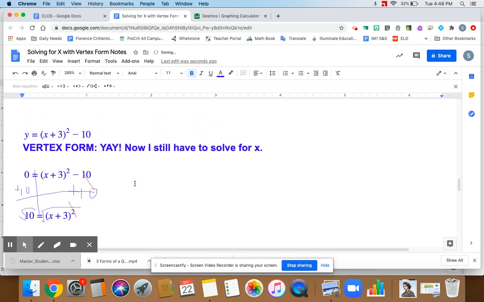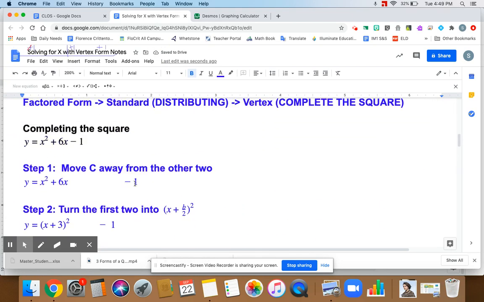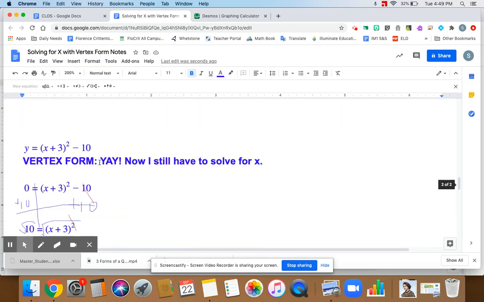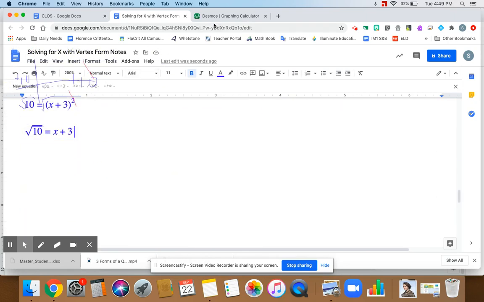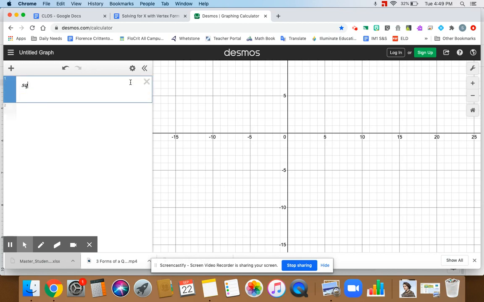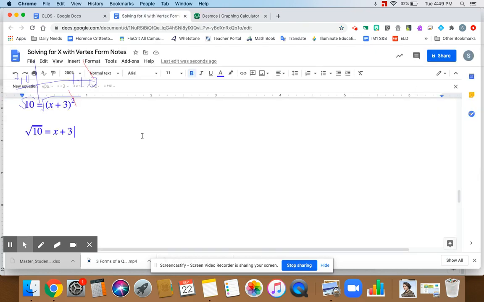Because this one, if I go back up, it just has completing the square, it didn't tell me to do it in radical form. So I'm going to do it in decimal form. The square root of 10 is 3.16 and negative 3.16. That equals x plus 3.